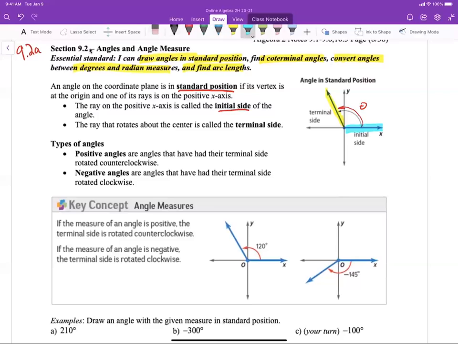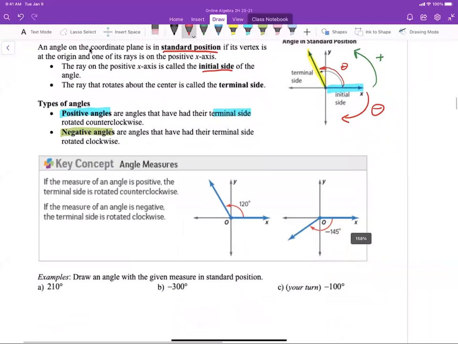Positive angles are angles that have their terminal side rotated counterclockwise. So if I rotate counterclockwise from standard position, starting at the positive x-axis, that is in the direction of positive. If I rotate from the positive x-axis in the negative direction or clockwise, that is considered negative. So it's kind of counterintuitive. It's actually opposite of what you would think. Clockwise might be something you would expect to be positive, but in actuality, it's the opposite.